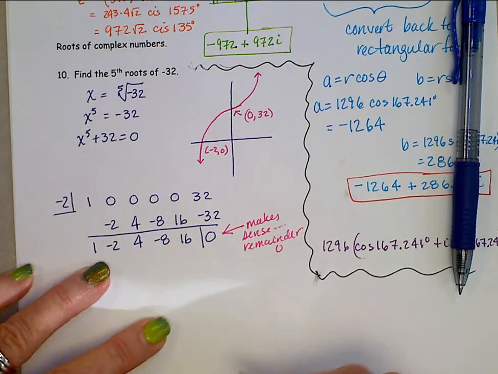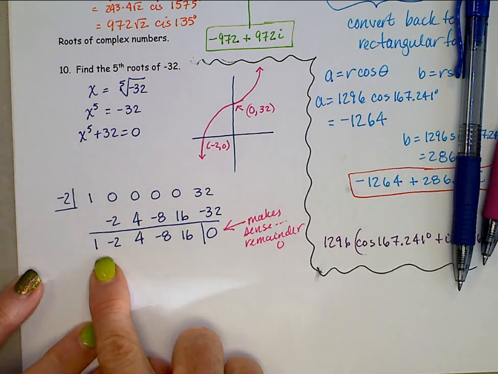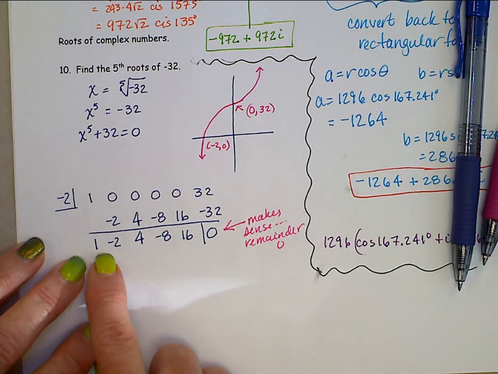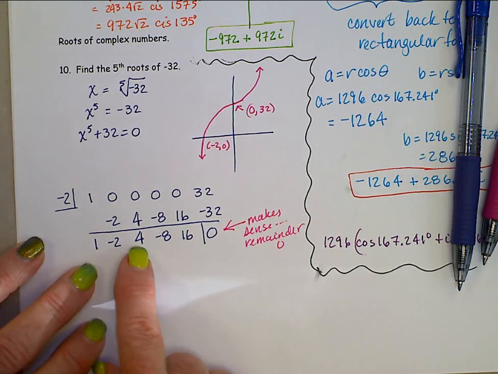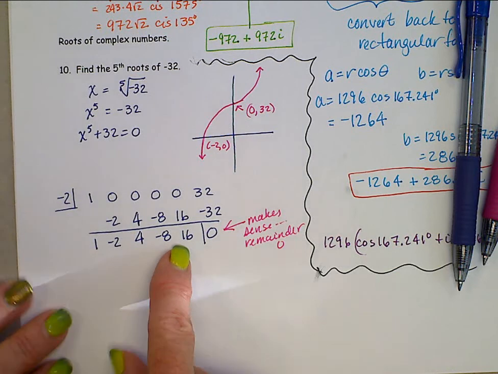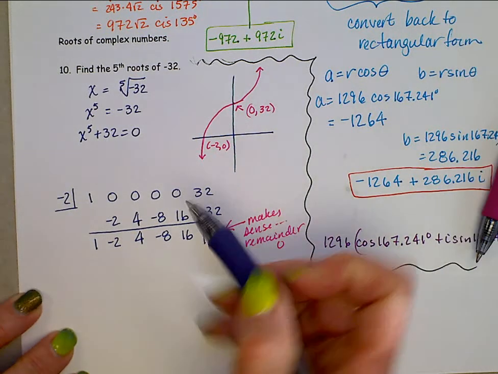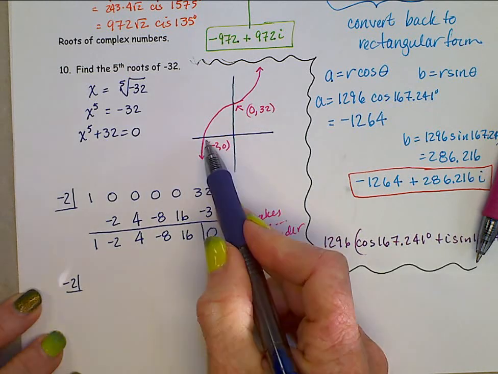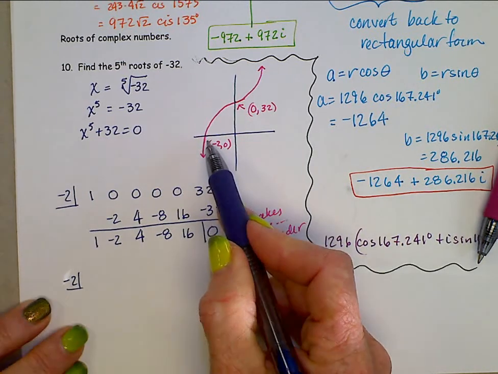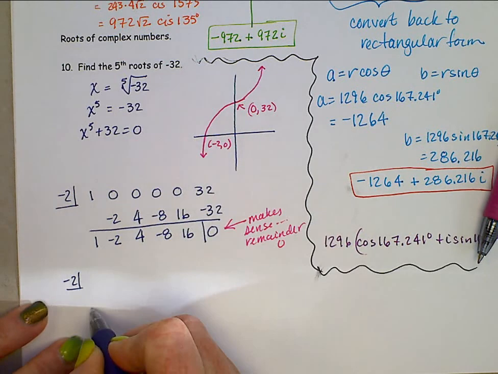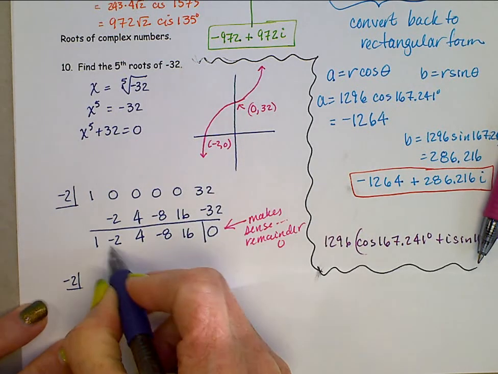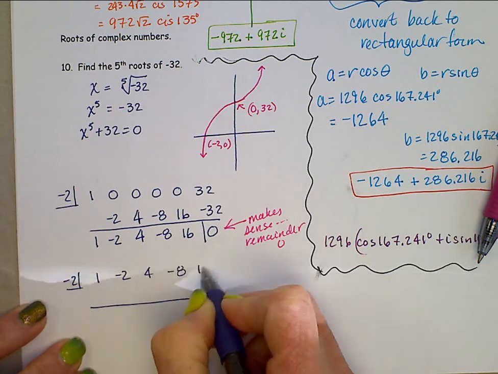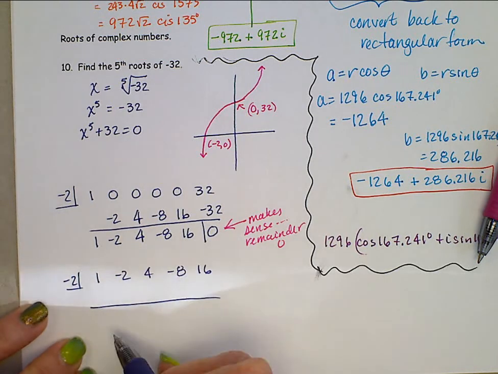All right, so we could try and factor the rest of this. Remember, this is now degree 4: x to the fourth minus 2x cubed plus 4x squared minus 8x plus 16. We could try another negative 2 and see if that works. Maybe we have 3 negative 2s sitting here, that triple root kind of going on. So let's try this depressed polynomial, 1, negative 2, 4, negative 8, and 16, and we're going to see if that negative 2 goes in there again.